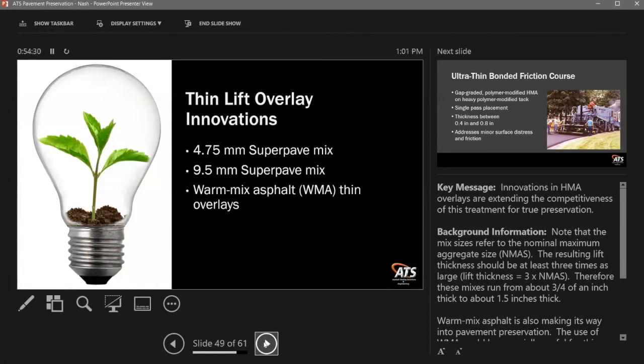And a lot of times you'll see warm mix asphalts being used with thin lift overlays, primarily because they cool so fast. You don't have a lot of material to maintain that heat, so you've got to be conscious of how fast that pavement is going to cool. Make sure you can compact it on time.